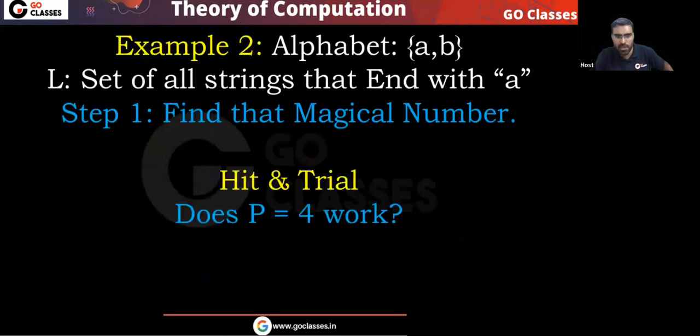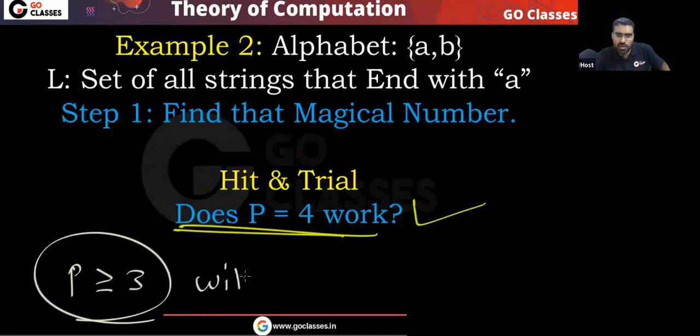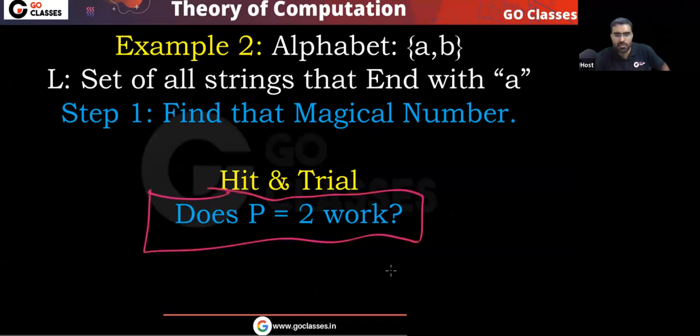Now let's move on. Tell me one more: will p equal to 4 work? Yes, of course, because p equal to 3 is working. So actually p greater than or equal to 3 will work. These magical numbers will work. Now tell me, will p equal to 2 work? Yes, this will also work.